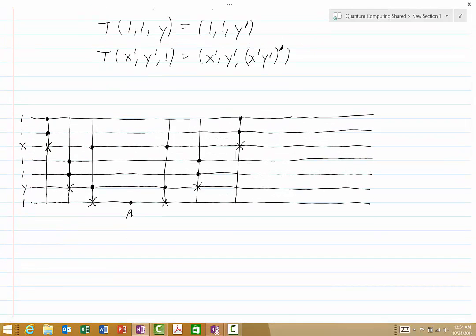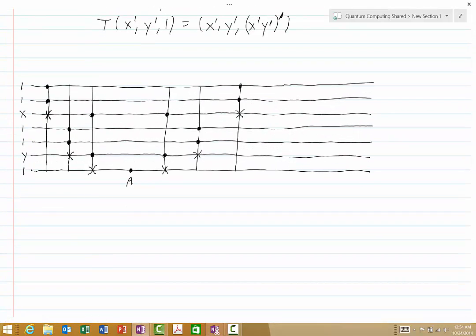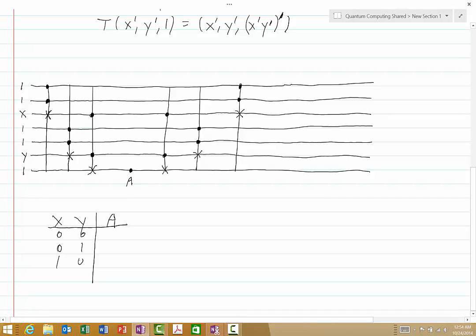So these will be our questions, and we'll just make a truth table now, X, Y, and A, and we'll see if A is indeed equal to X ORed with Y. So we have 0, 0, 0, 1, 1, 0, 1, 1.